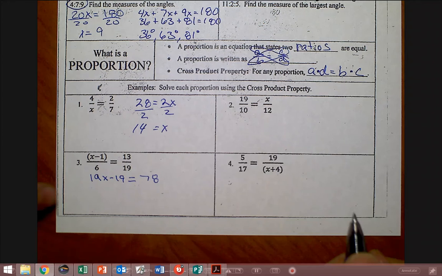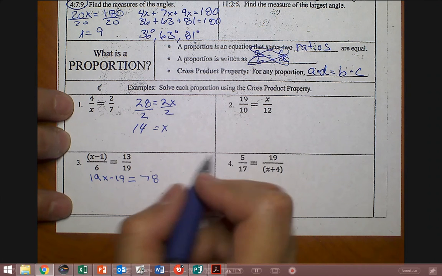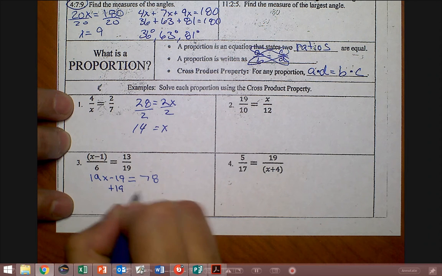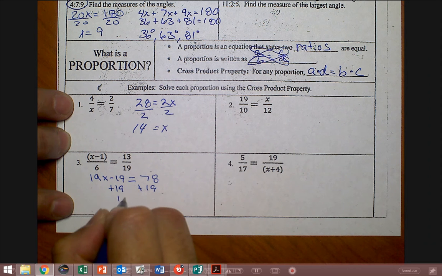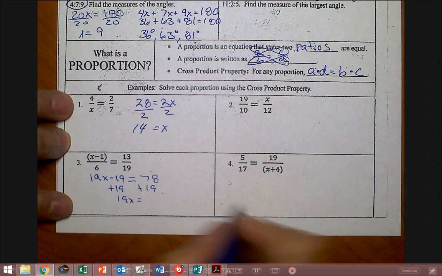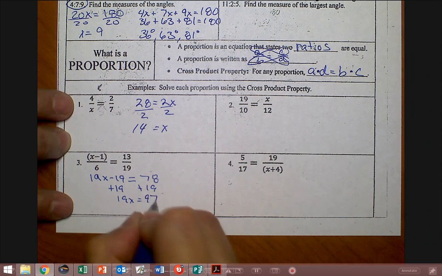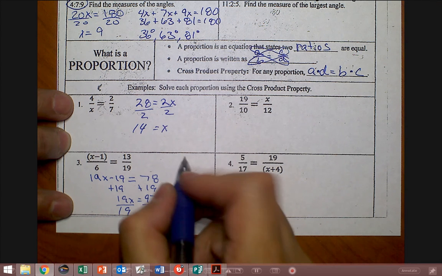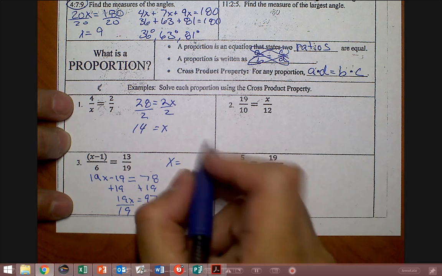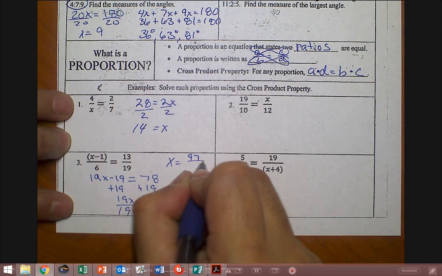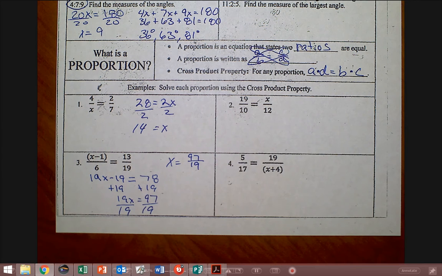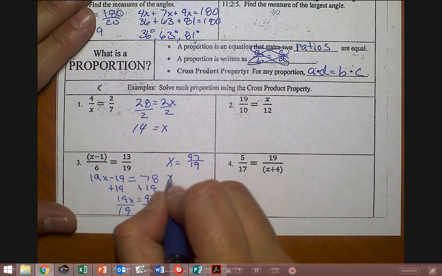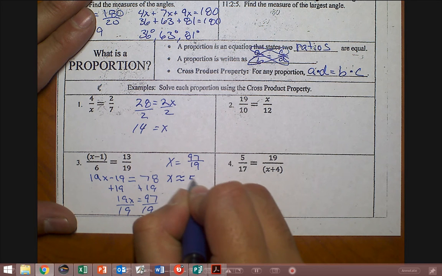Okay, what are we going to do to both sides? Add 19. Add 19. So 19x is equal to 97. Divide both sides by 19. And x equals a fraction on this one because it doesn't come out right. 97 over 19. It doesn't reduce and it doesn't go in evenly, so we're just going to leave it as a fraction. So if you had your calculators, you would say x would be approximately 5.1.